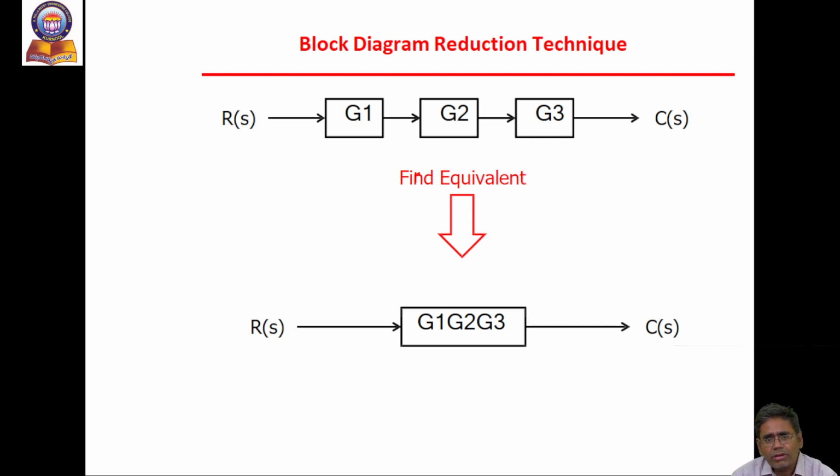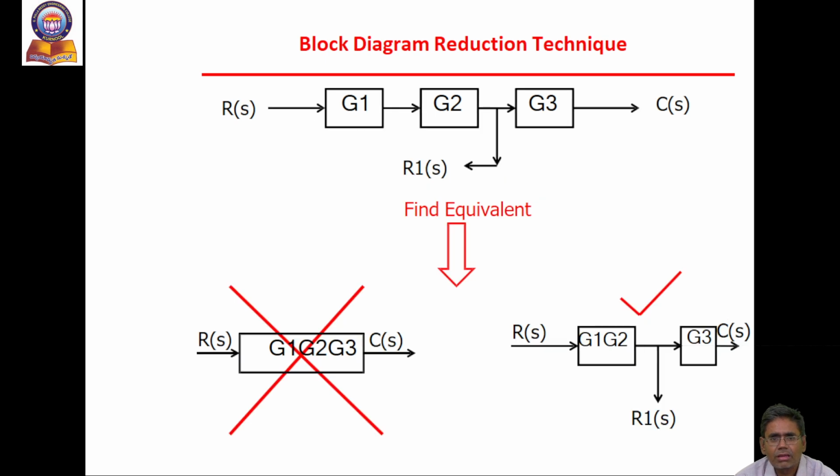This is one example. G1, G2, G3, three blocks are connected in cascade, then the total gain is G1 G2 G3. This is the simplified block. When there is a take-off point after G2, find the equivalent. The first one, G1 G2 G3, is not correct because of the take-off point after the block G2. The second one is R of s going to G1 G2, then R1 at another take-off point, and then G3. That is correct.